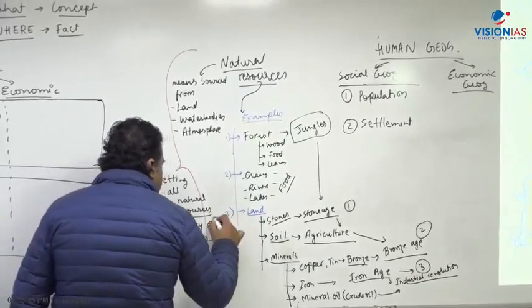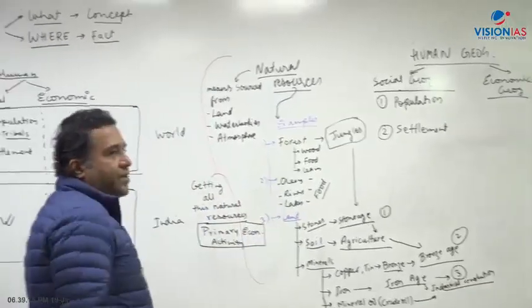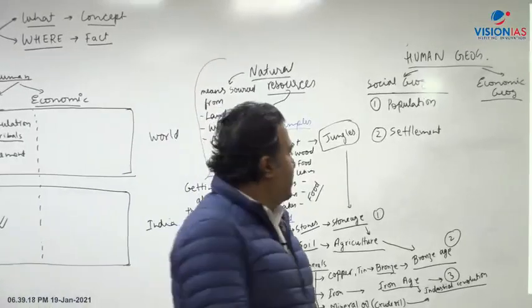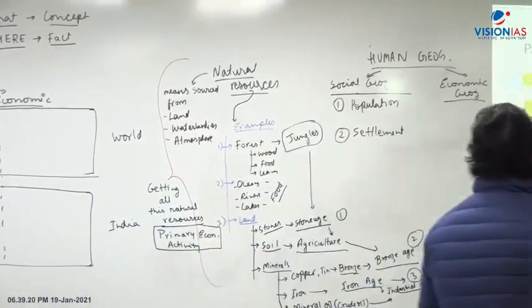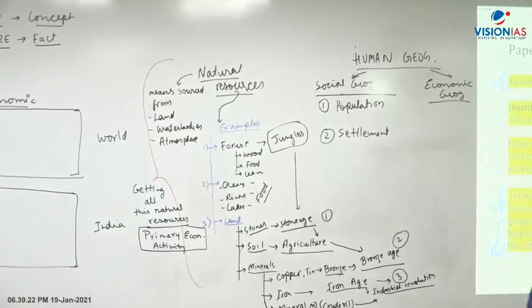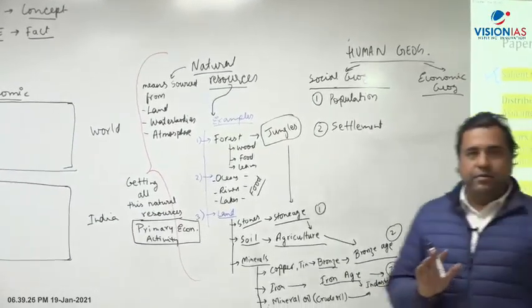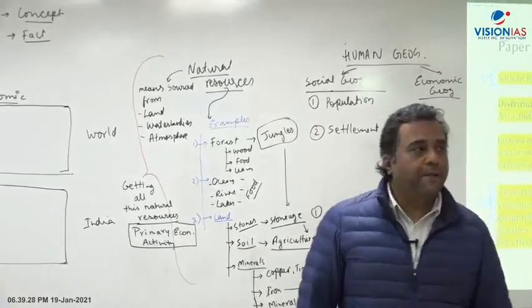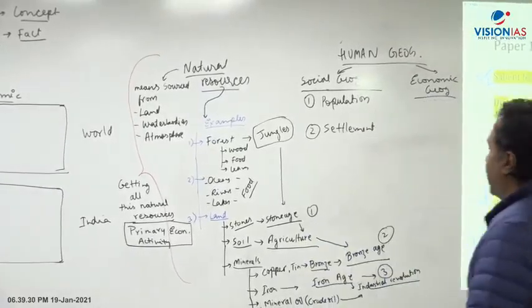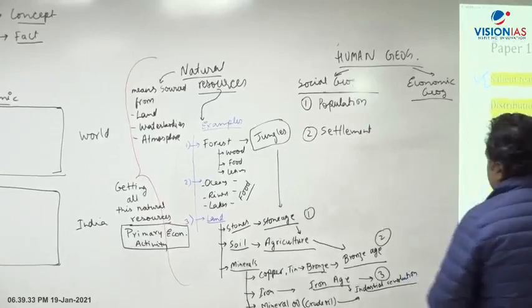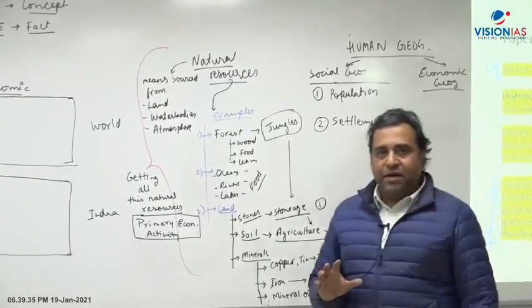Primary economic activity. All these, getting the thing, is called primary economic activities. Do we get it? I hope most of you are getting this. Right, so this is what your primary economic activity is. You're getting a sense of your geography syllabus right now, right?